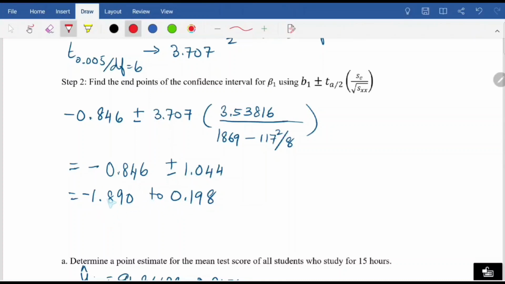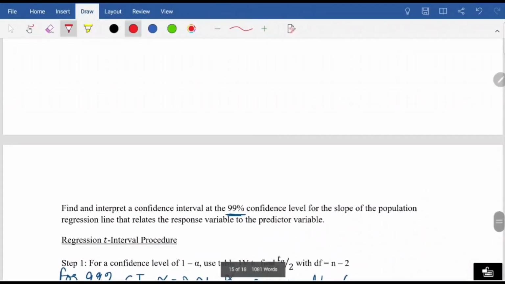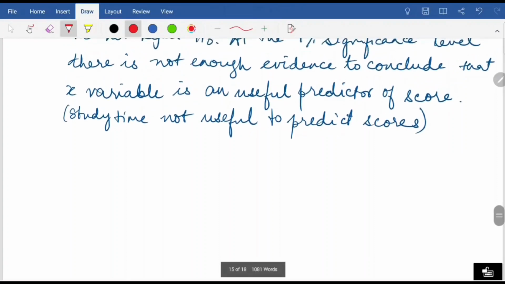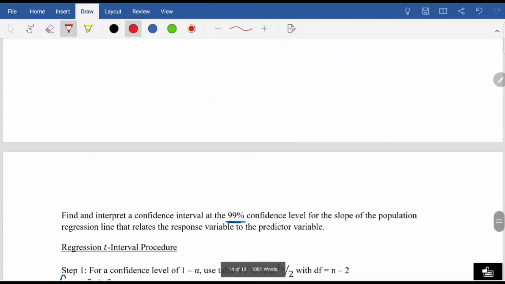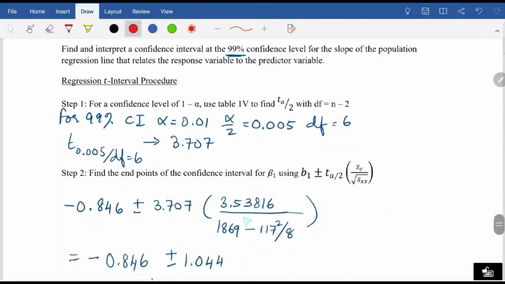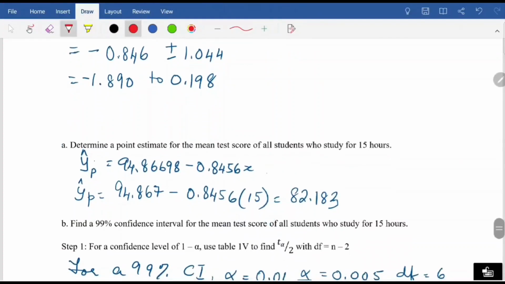That means 0 falls within this interval, which would mean that the slope could have a value of 0, which makes the x variable, the predictor variable, useless for the response variable. And that's exactly what the hypothesis test said. There's not enough evidence to conclude that x variable is a useful predictor. All right, so the confidence interval findings agree with the decisions from the hypothesis test, right?